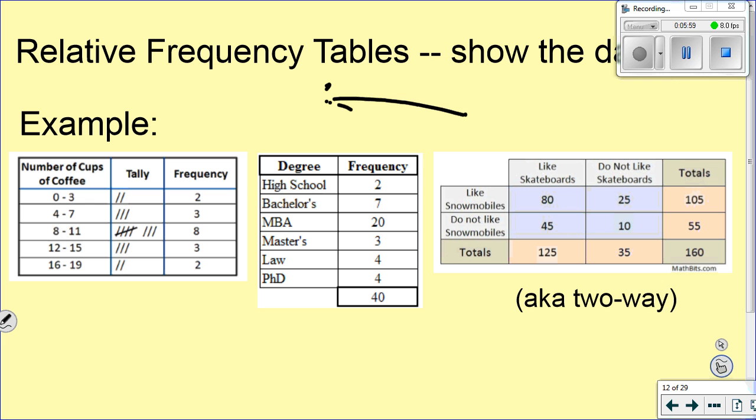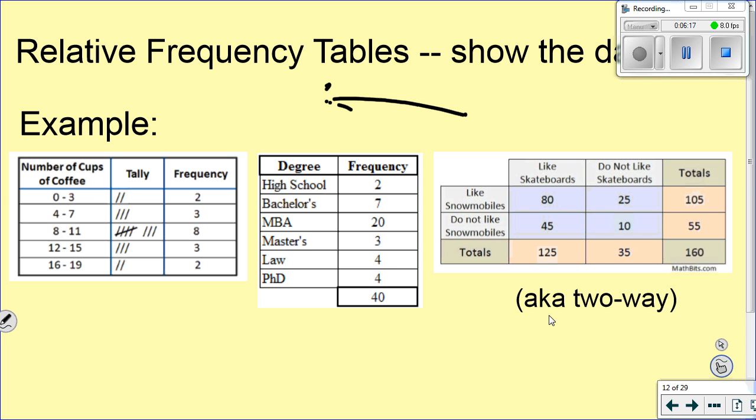So 2 people drink 0 to 3 cups of coffee, 3 people drink 4 to 7 cups of coffee. Again, we're looking at the far left here, 8 people, 8 to 11 cups of coffee. So that frequency in these graphs is going to be really, really important. That's going to be key.